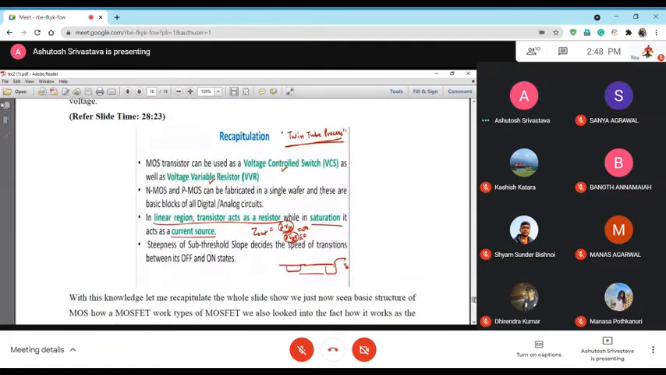So we have not talked about the process technology. We will talk in half a class or one class in the next class. The important thing is the MOS transistor can be used both as a voltage controlled switch as well as a voltage variable resistor.